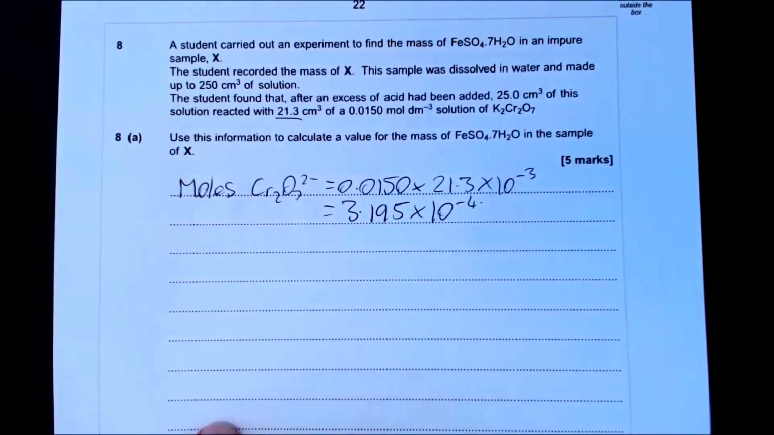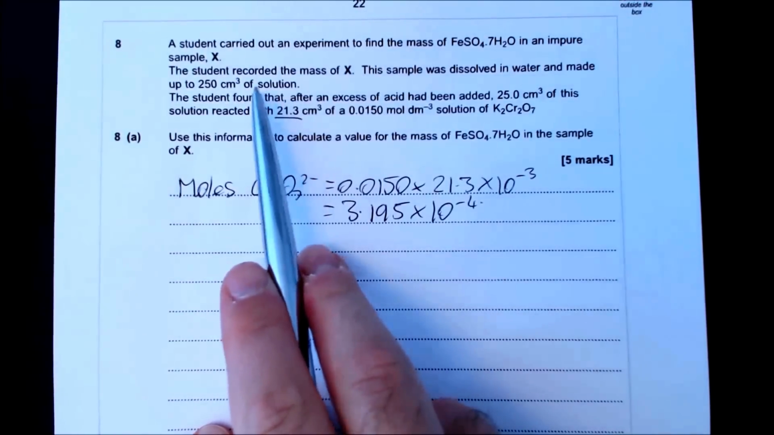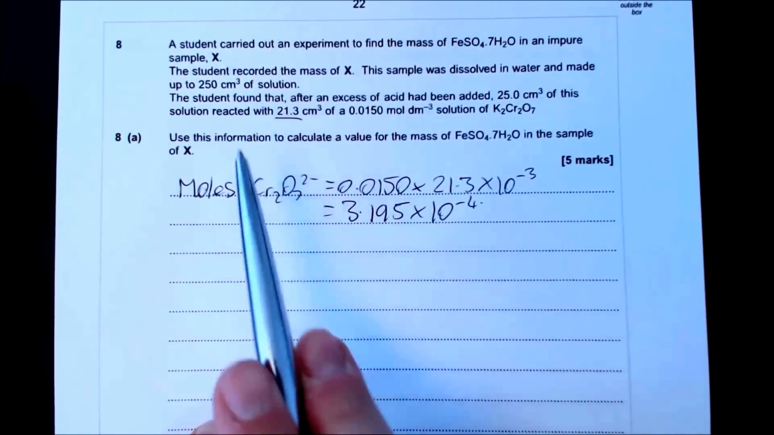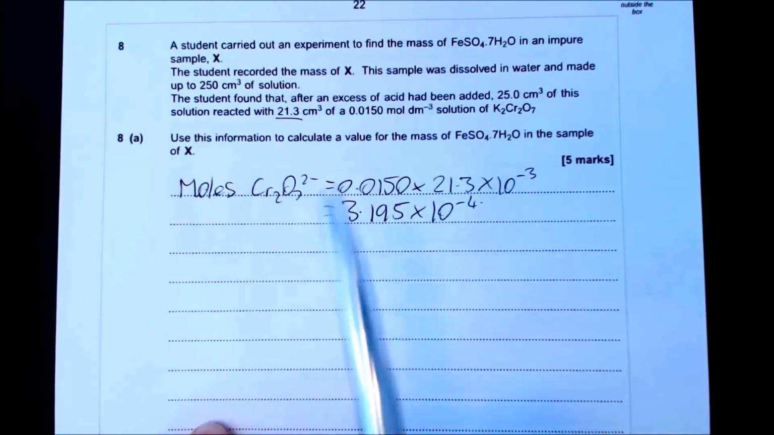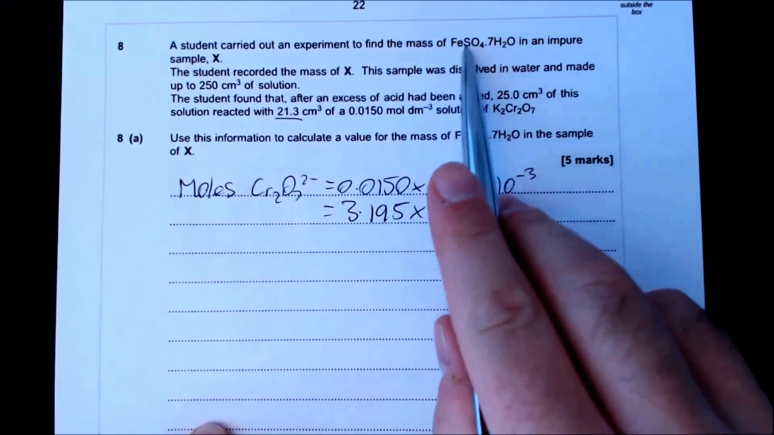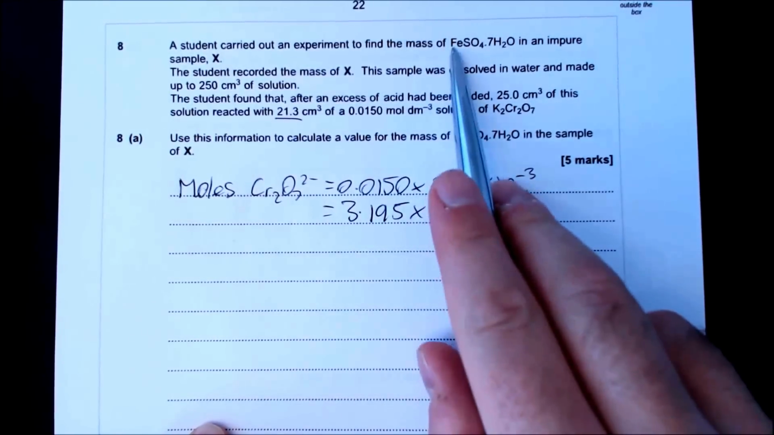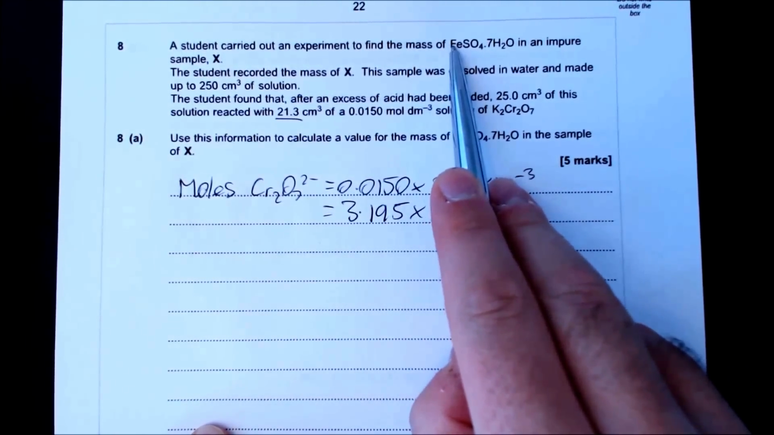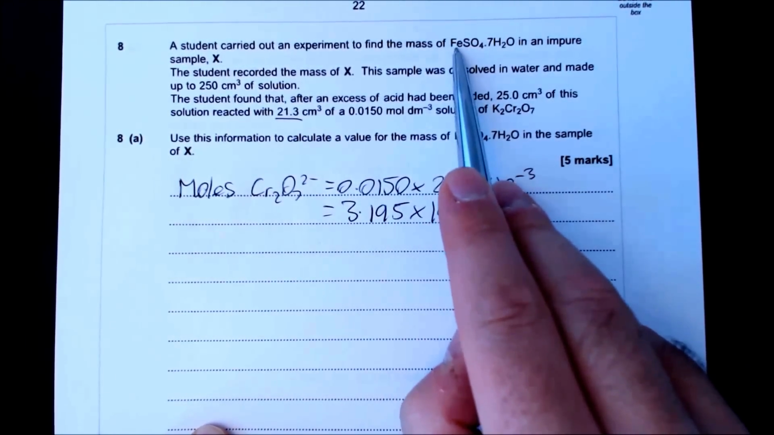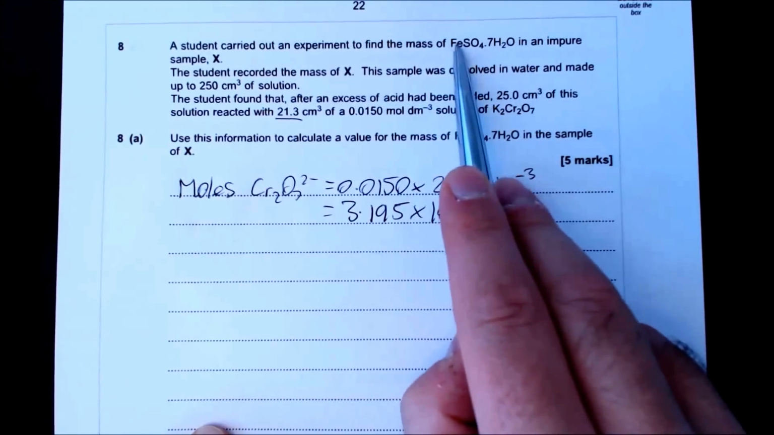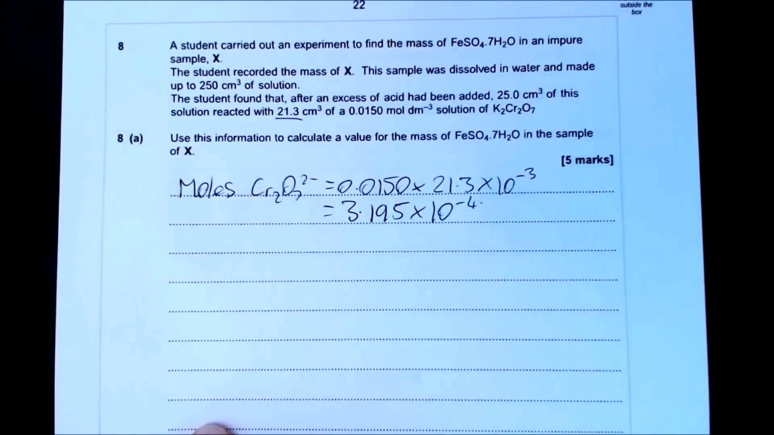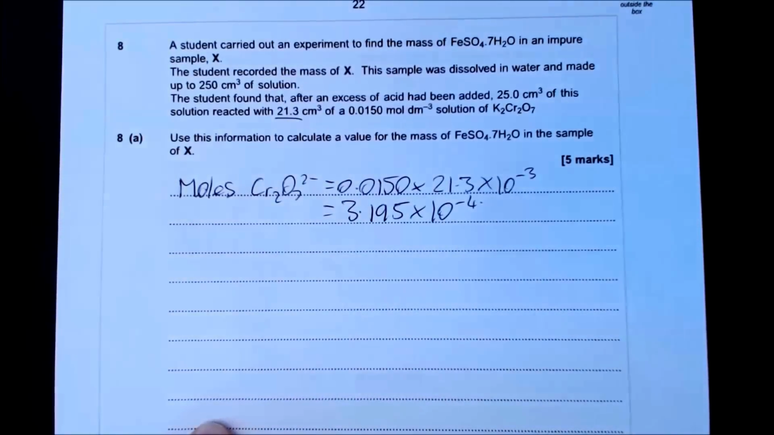Now, we need to know how many moles of iron 2 we have, because ultimately, if we know the moles of iron 2, we can then work out the mass of iron 2 that was in the original sample. The number of moles of iron 2 will also be the number of moles of this, because there's only one iron in every one of these molecules. So what we need to do is work out an equation, and work out the molar ratio to work out the number of moles of iron 2.